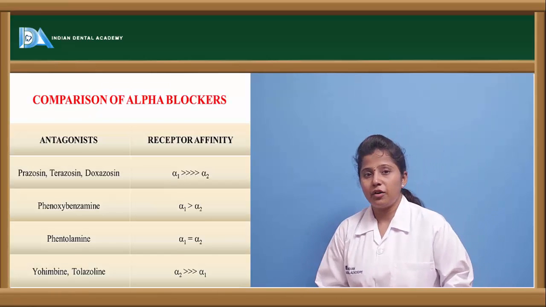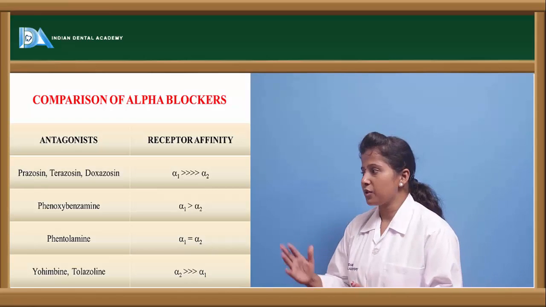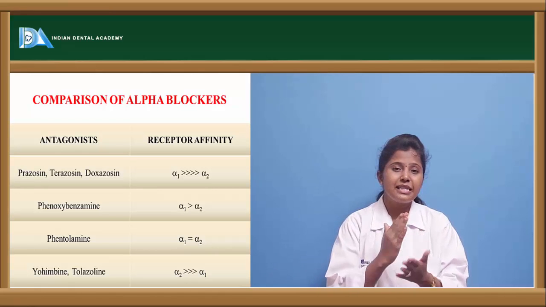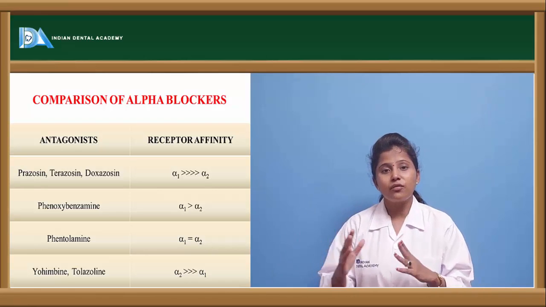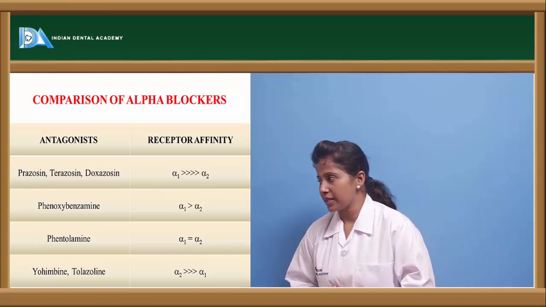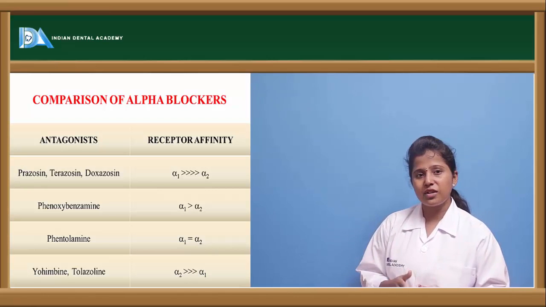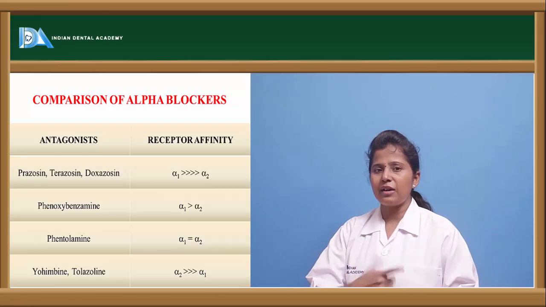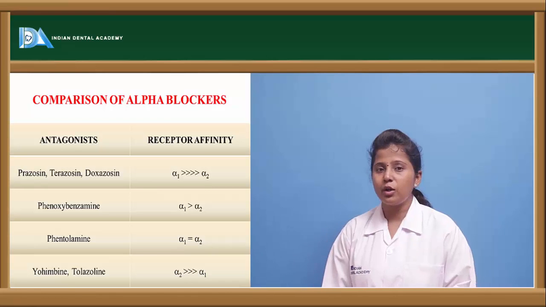Let us see the comparison of the drugs, the affinity of the drugs towards the alpha receptors. Prazosin, terazosin and doxazosin are categorized as alpha-1 receptor antagonists, because their affinity towards alpha-1 receptors is much higher compared to alpha-2 receptors. Phenoxybenzamine, as we saw, is non-selective, but it has a little more alpha-1 receptor affinity compared to alpha-2. Phentolamine has equal affinity towards both the receptors.